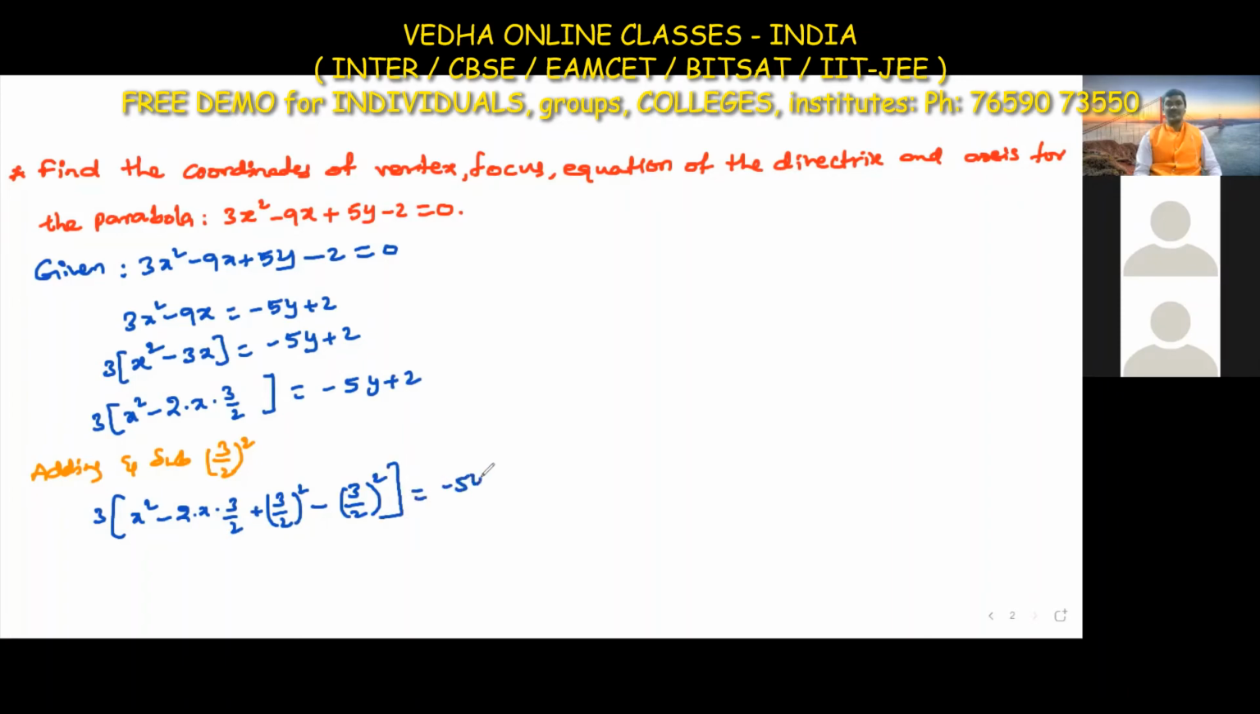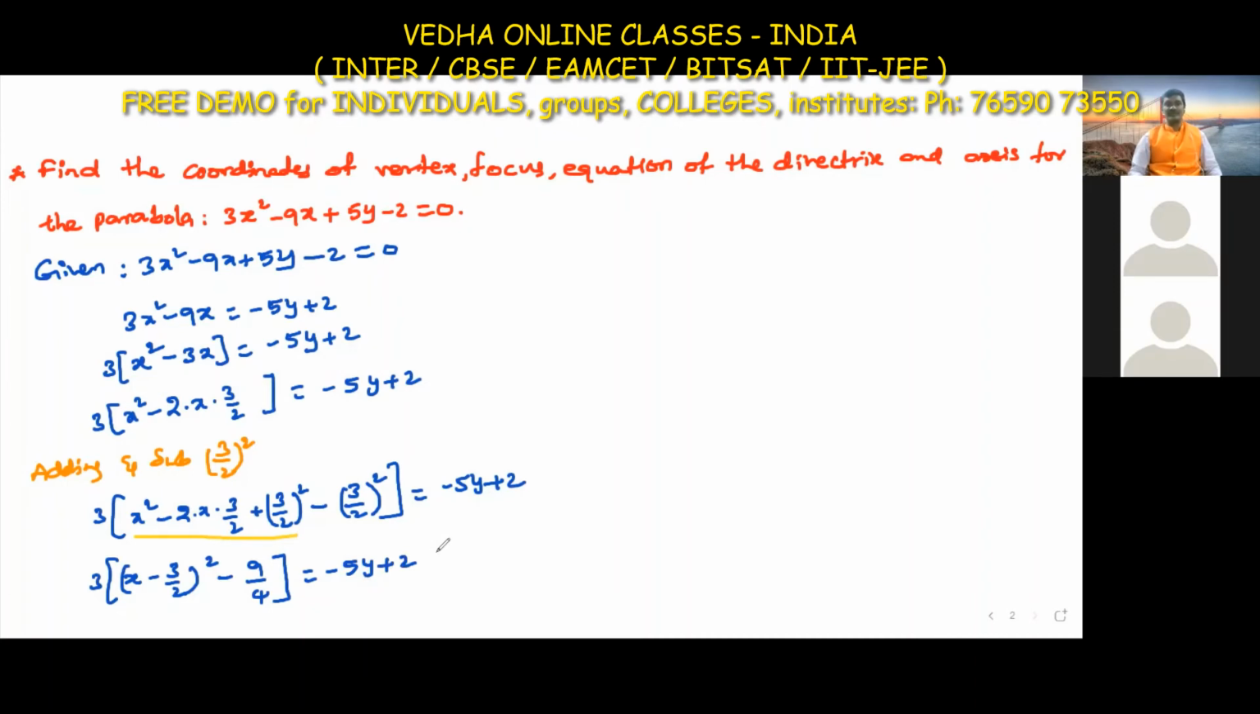This is equal to minus 5y plus 2. Observe carefully: a square minus 2ab plus b square till here is the a minus b whole square formula. That means x minus 3 by 2 whole square. Then simplify: 3 square is 9 and 2 square is 4, so 9 by 4. This is equal to minus 5y plus 2.